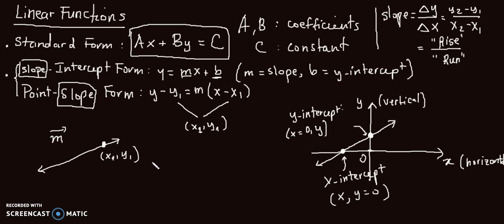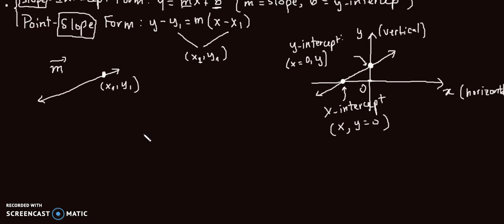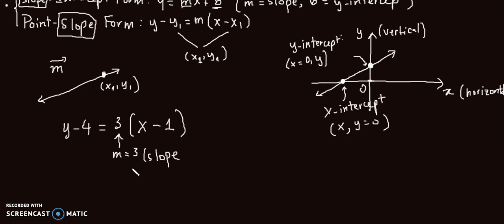Let's say, for example, I have y minus 4 equal to 3 times x minus 1. This is my slope, 3. How about my x1? Is it minus 1 or 1? It is 1. And then y1 equal to 4.